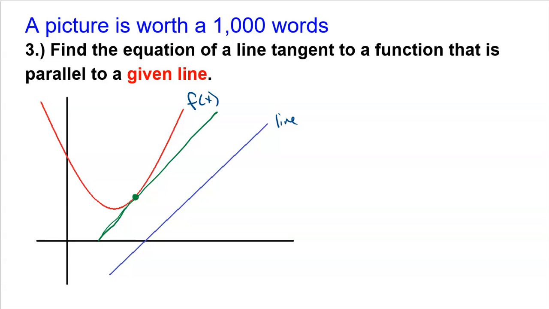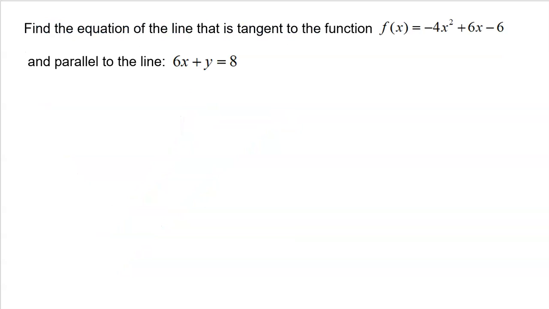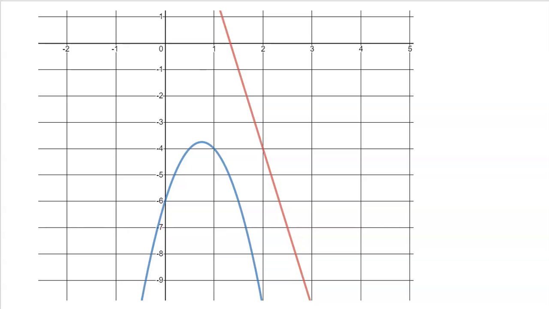All right, let's dive right into our first example of this type of problem. So we want to find the equation of the line that is tangent to the function negative 4x squared plus 6x minus 6 and parallel to the line 6x plus y equals 8. I actually already have a graph set up of this. So the blue is the function that we saw a moment ago, and the red is the line that we want to be parallel to.